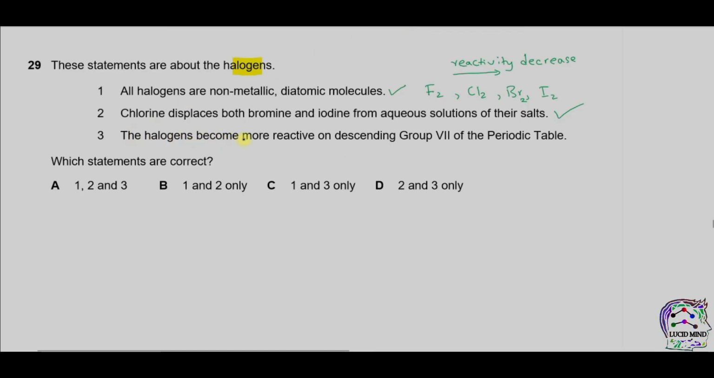Option 3, the halogens become more reactive on descending group 7 of the periodic table. As we have already studied, down the group the reactivity decreases. It does not become more reactive, it becomes less reactive. So statement 3 is incorrect, as only options 1 and 2 are correct, therefore the answer is B.